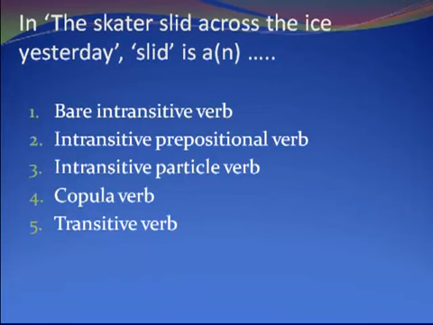And one more. The skater slid across the ice yesterday. What have we got here? Now this is different to the across we just had, because here the skater slid somewhere. Where did he slide? And the answer is across the ice. Another way of saying this is that you can move that whole stretch of words across the ice to the beginning of the sentence. So you get across the ice the skater slid. And that means that this slid here is an intransitive prepositional verb.